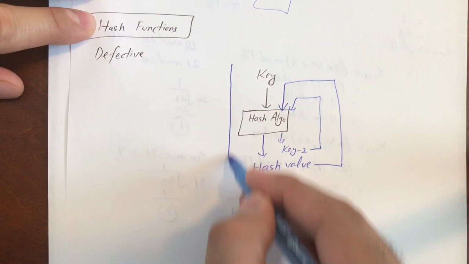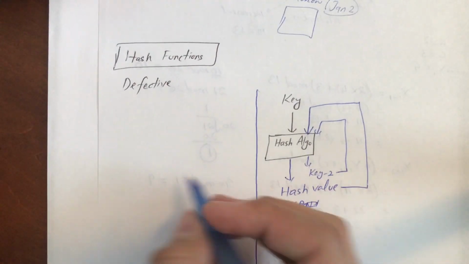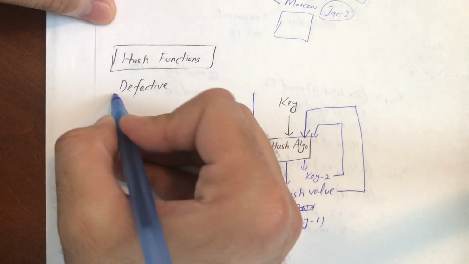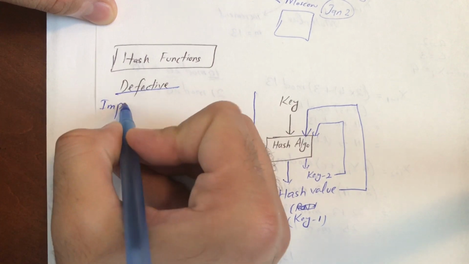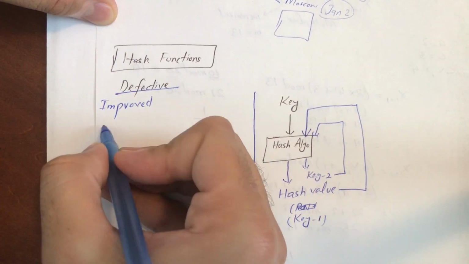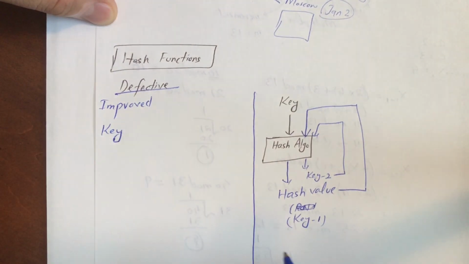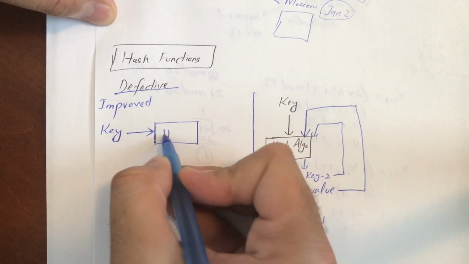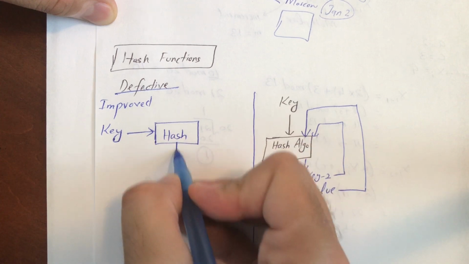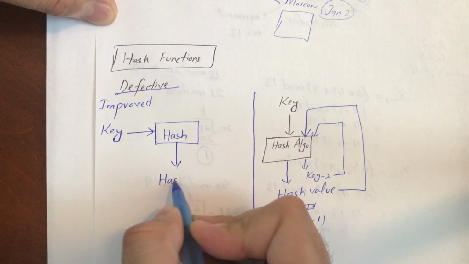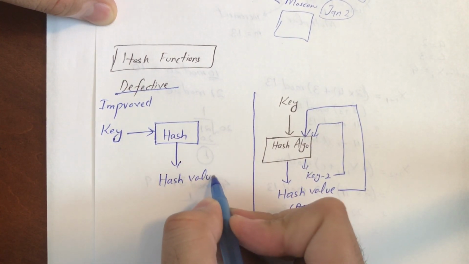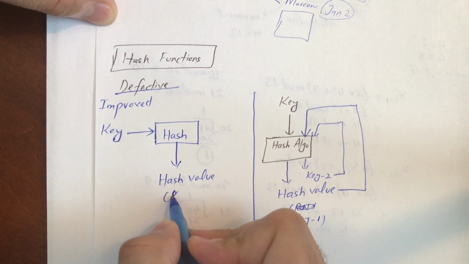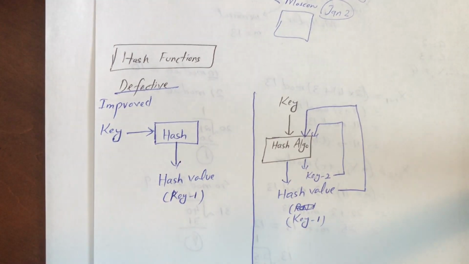We actually improved this scheme, same process but improved. Again we have a key. For the first time, we will calculate a hash by using a hash algorithm. So we got a hash value. This is your first random number or first key. This is key number 1, key 1.